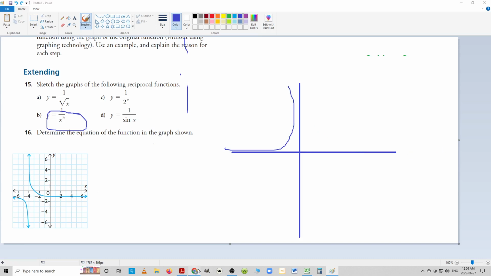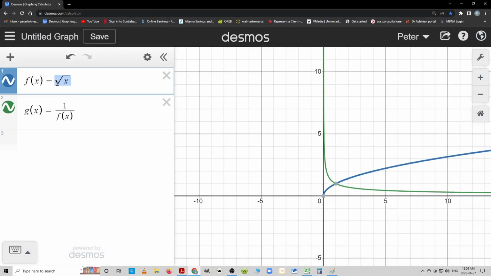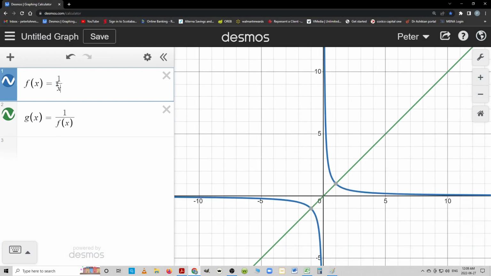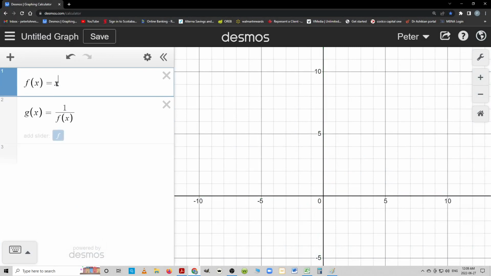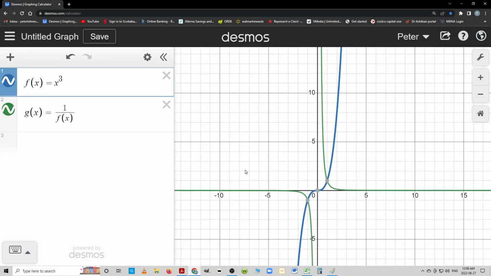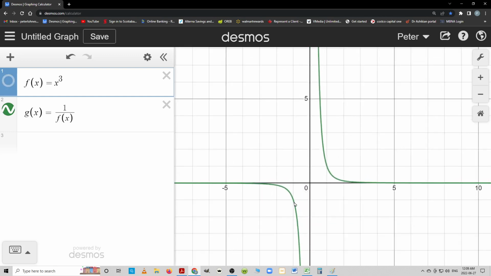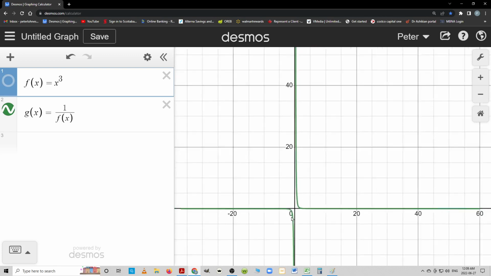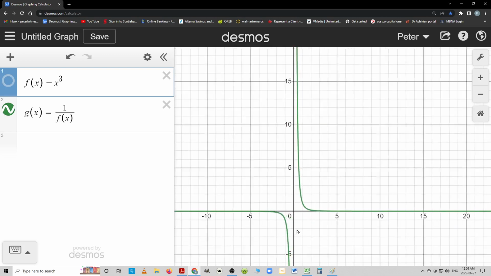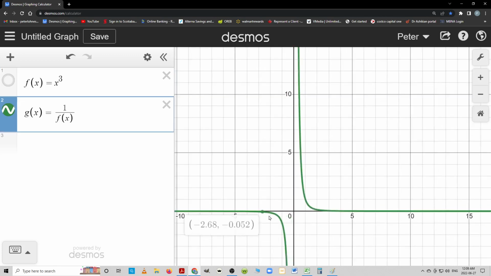Let's try 1 over x cubed. Oh, just x cubed is the parent function. Yeah, so if you look at the green, I got it right. I didn't get the hugging correct, but the asymptotes are correct. It's just distorted because it's cubed. And here's the relationship to the other one.